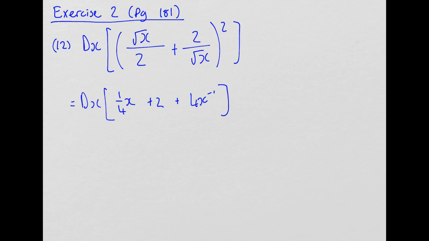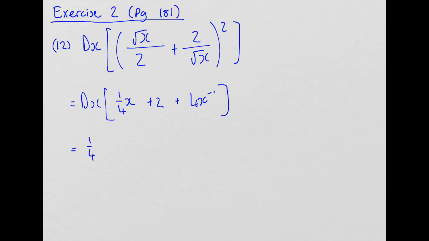Okay, we're now ready to derive. So for the first term in the expression, the quarter x, the exponent is 1, so 1 times a quarter is a quarter. Subtract 1 from the exponent, we get x to the 0, which is 1. Right, the derivative of 2 is 0. Any constant's derivative is 0.